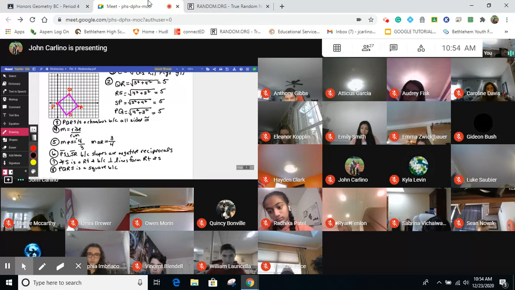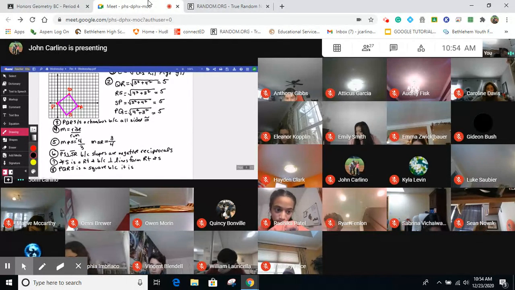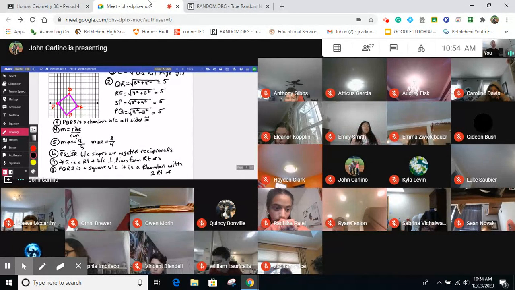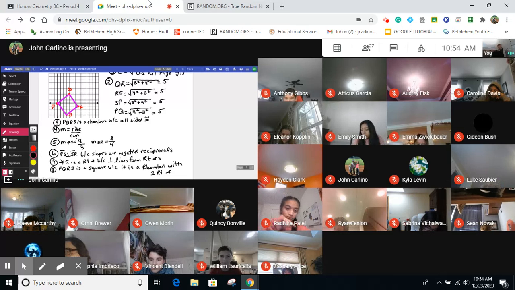Okay, so let's put those two together here. PQRS is a square because it is a rhombus, which is what we proved at first. It is a rhombus with one right angle. Gotta mention it's a rhombus, because if you guys just say because it has one right angle, I could show you a lot of four-sided figures that have one right angle and it's not a square. The fact that it's a rhombus with the right angle makes it a square.